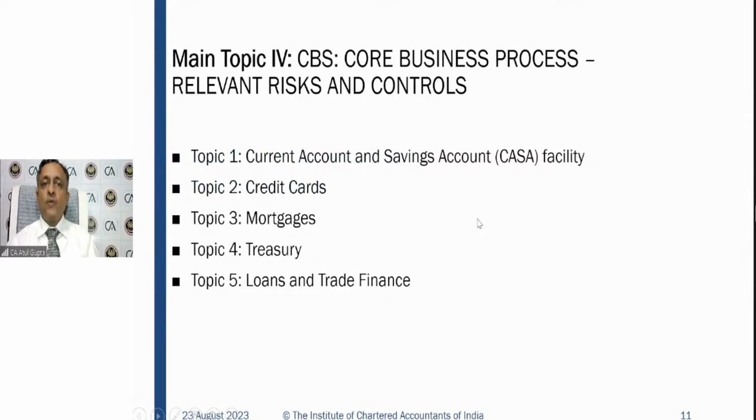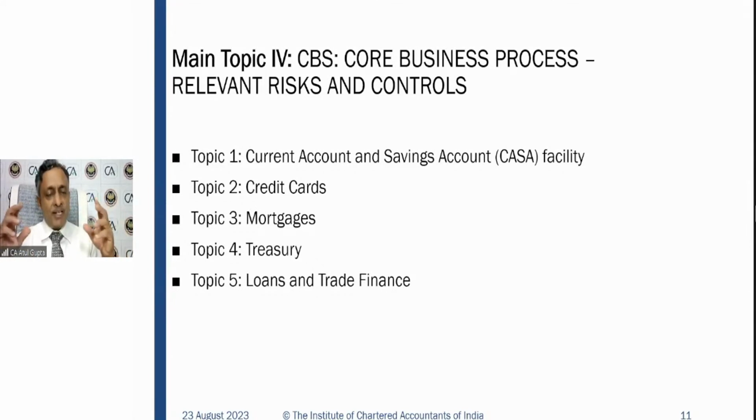So risk and controls for specific banking operations that include current and saving accounts, credit card, mortgages, treasury, loan and trade finance. Now see, please understand. In this main topic 4, core business processes, relevant risks and controls, 5 banking operations have been brought in. So please don't understand that these are the only 5.